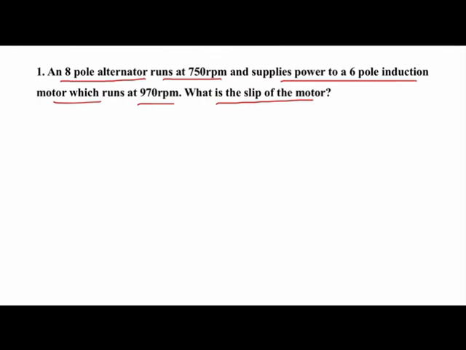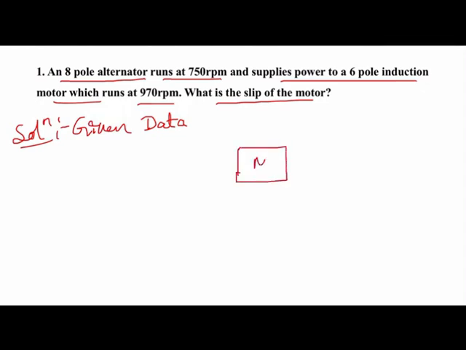So in this question, let us write down the given data first. First, carefully read out the data. There is an 8-pole alternator which is running at 750 rpm, and this alternator is supplying power to the 6-pole induction motor. So we know that the motor is nothing but which converts the electrical energy into mechanical energy. The output of motor is mechanical energy.